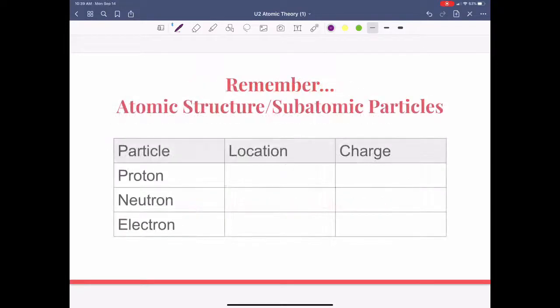Flashing back to the subatomic particles we talked about on day 1 of this unit, we're going to look at our protons, neutrons, and electrons, where they are and what their charge is. We know that our protons and neutrons are both found in the nucleus, and our electrons are found outside of the nucleus.